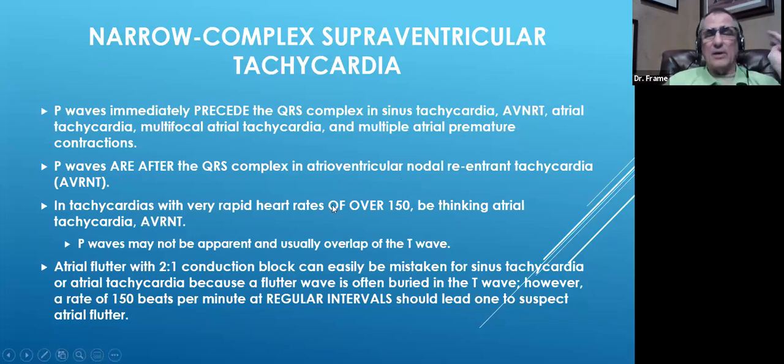But any tachycardia that gives you a heart rate over 150, you have to be thinking supraventricular tachycardia, because the SA node can't fire any faster than 150. Okay, so atrial flutter with a 2-to-1 conduction block can be mistaken for a sinus tachycardia, but again, the question becomes how do you treat it? And the answer is generally we don't. You leave those alone. So what are we going to focus on in the National Registry?